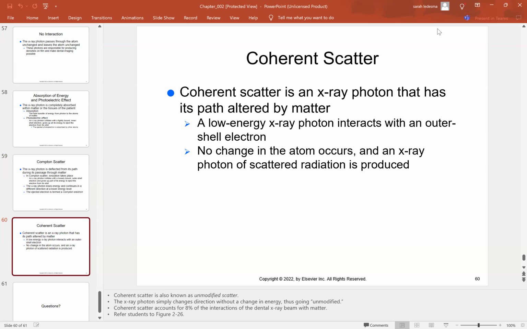And coherent scatter, an X-ray photon that has its path altered by matter. A low energy X-ray photon interacts with an outer shell electron. No change in the atom occurs, and an X-ray photon of scattered radiation is produced.